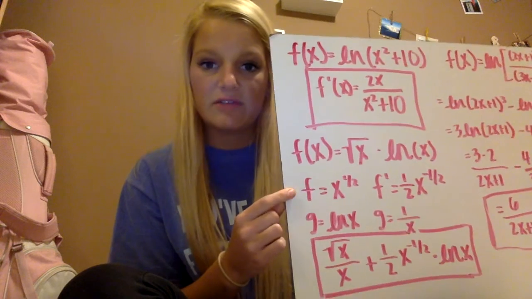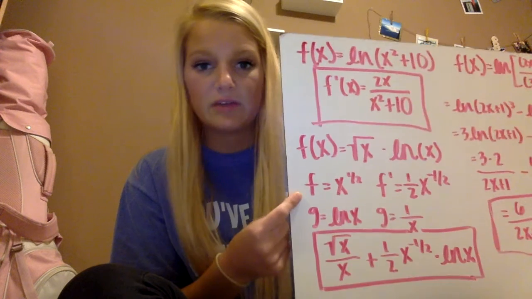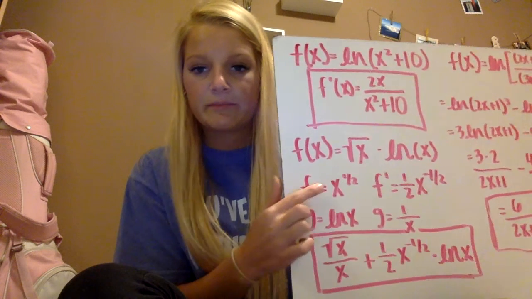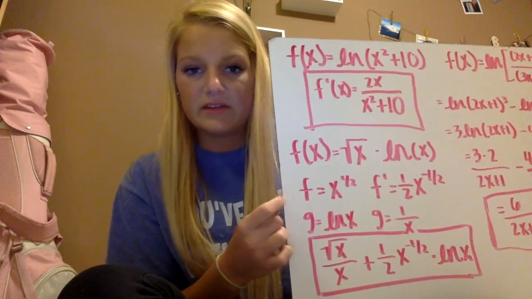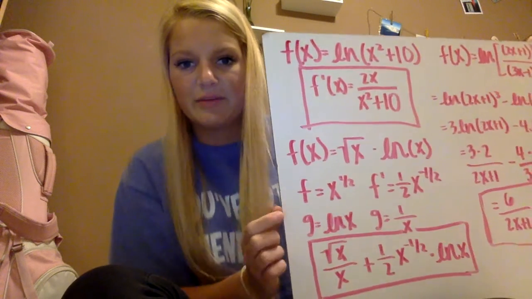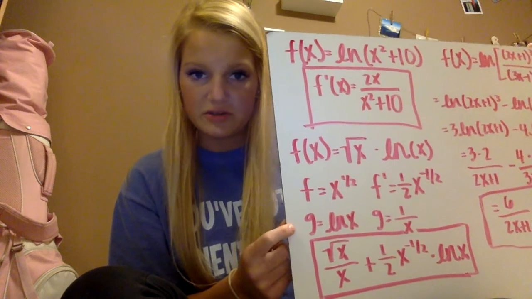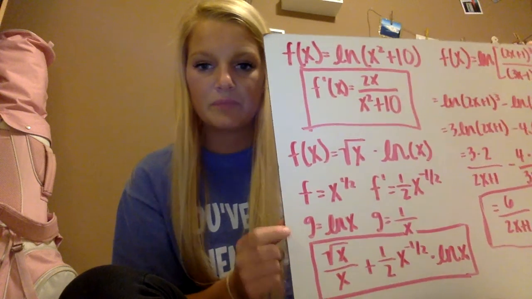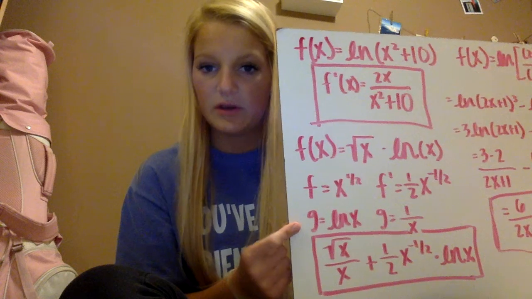So separated into f and g, so I made f my root x, which I just rewrote as x to the 1/2, and then my g is that second function, which is the natural log of x. So we have f prime using the product rule. You have equals 1/2 x to the negative 1/2, and then here for the g prime, you're going to have to use the u prime over u again, which would just be the derivative of x, which is 1 over x. So you do that, and then multiply across. The square root of x over x plus 1/2 x to the negative 1/2 all times the natural log of x.